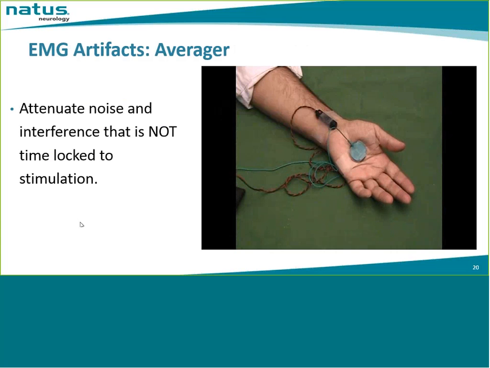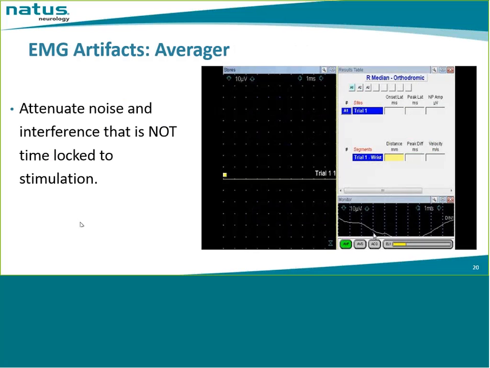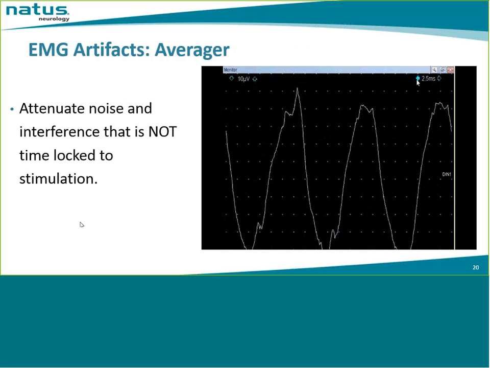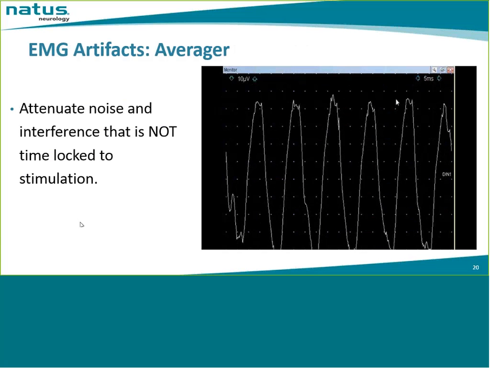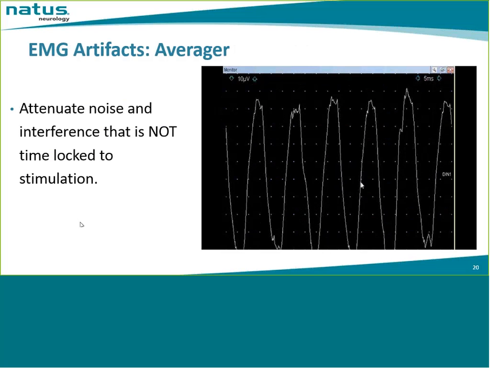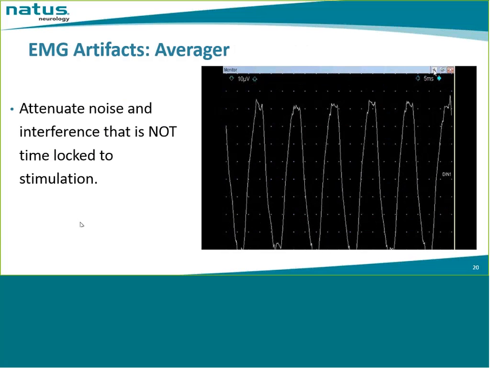We will stimulate again, and let's see what happens this time. We have the same sensory nerve action potential, same location, same shape, but the artifact is in the opposite polarity. So by stimulating many times, adding the responses and dividing the sum by the number of stimuli, we get the averaged response. So I have turned on the average here.